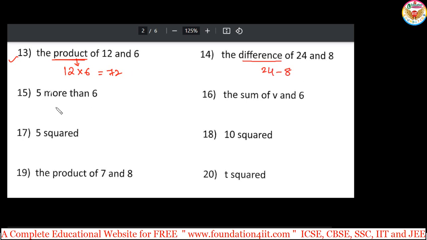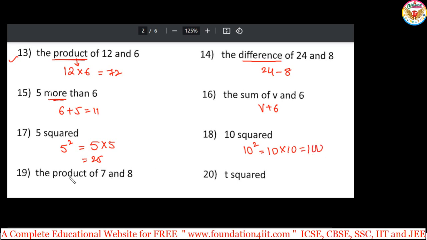5 more than 6. 5 more, so 6 plus 5. 5 more than 6, the answer is 11. The sum of v and 6, so v plus 6. 5 squared, so 5 to the power 2. 5 squared is 5 multiplied with 5, so the answer is 25. 10 squared, 10 to the power 2, so 10 into 10, 100.